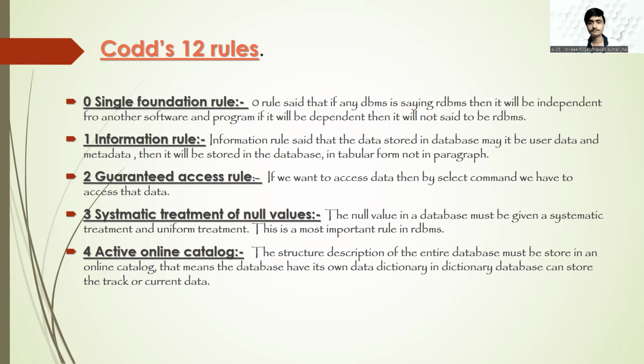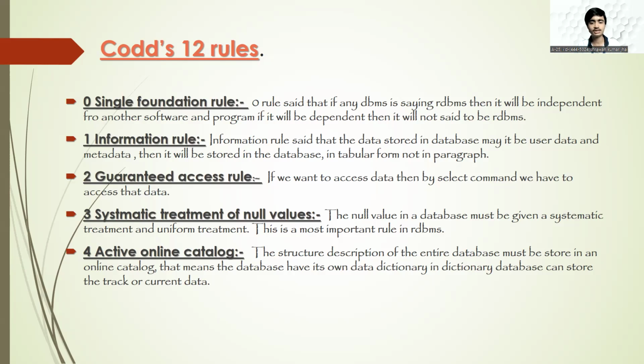Second is the first, information rule. The information rule says that the data stored in the database, be it user data or metadata, will be stored in the database in tabular form. It says that any data which is stored in the database is only stored in tabular form, not in paragraph form.